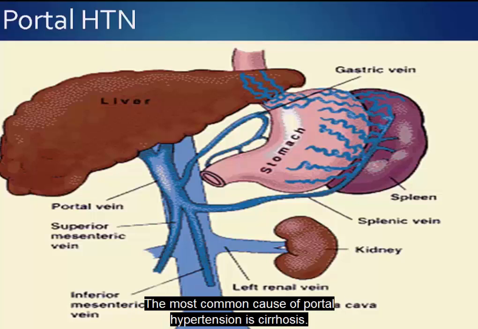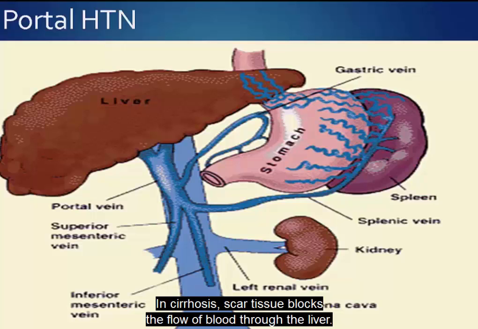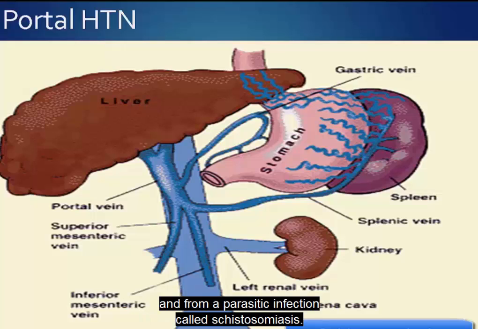The most common cause of portal hypertension is cirrhosis. Cirrhosis results from scarring of the liver caused by hepatitis, alcohol abuse, or other causes of liver damage. In cirrhosis, scar tissue blocks the flow of blood through the liver. Other causes of portal hypertension include blood clots in the portal vein, blockages of the vein that carries the blood from the liver to the heart, and a parasitic infection called schistosomiasis.